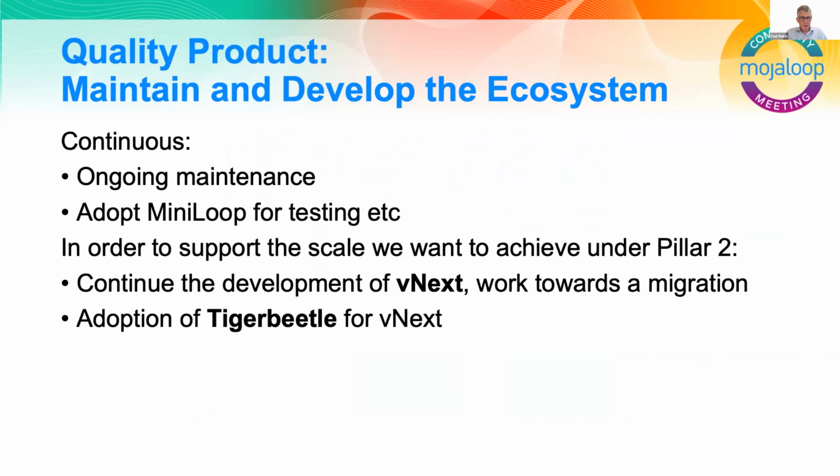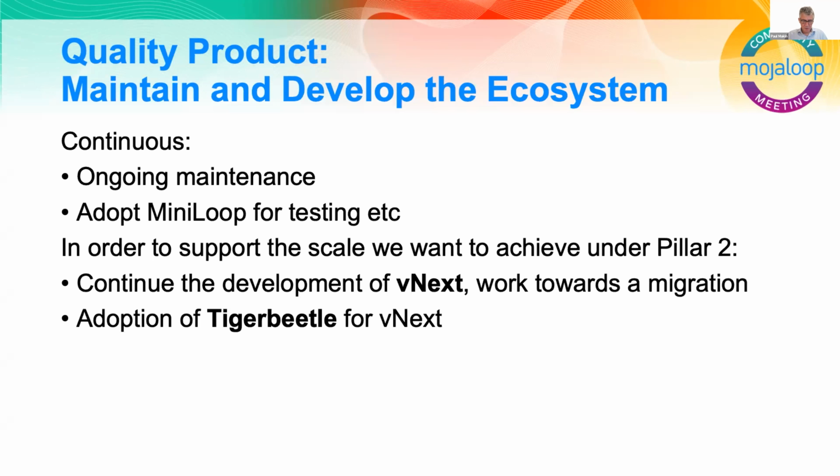So just to focus briefly on that quality product, because we're not going to spend too much time on this today, because it is something that I just see as something which is happening, which will happen, which we're all aware of, and we don't need to spend too much time in this product session today. So there are continuous processes around ongoing maintenance, and as Tom has talked about this week, adopting Mojaloop for testing and various other functions.